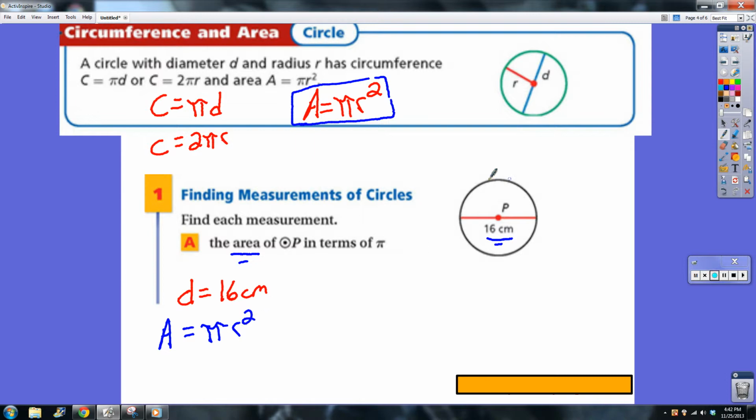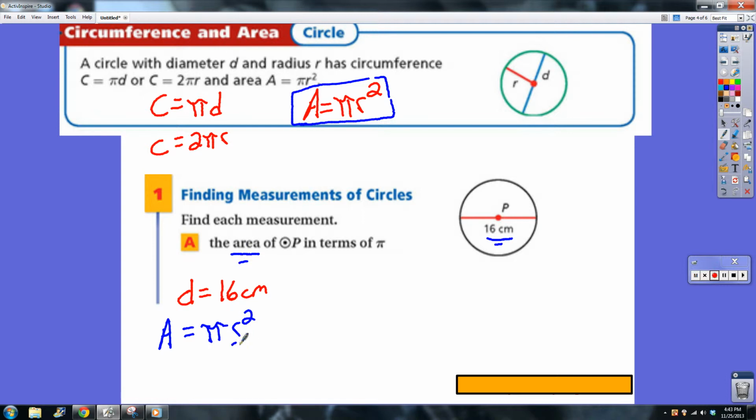And I didn't tell you to draw this circle, but please do draw this circle in your notes. I will pause and let you do that. Draw a circle P here, labeling the diameter 16 centimeters. Okay. Now, we're told the diameter is 16 centimeters. We know the area formula is area equals pi r squared. We're trying to find the area.